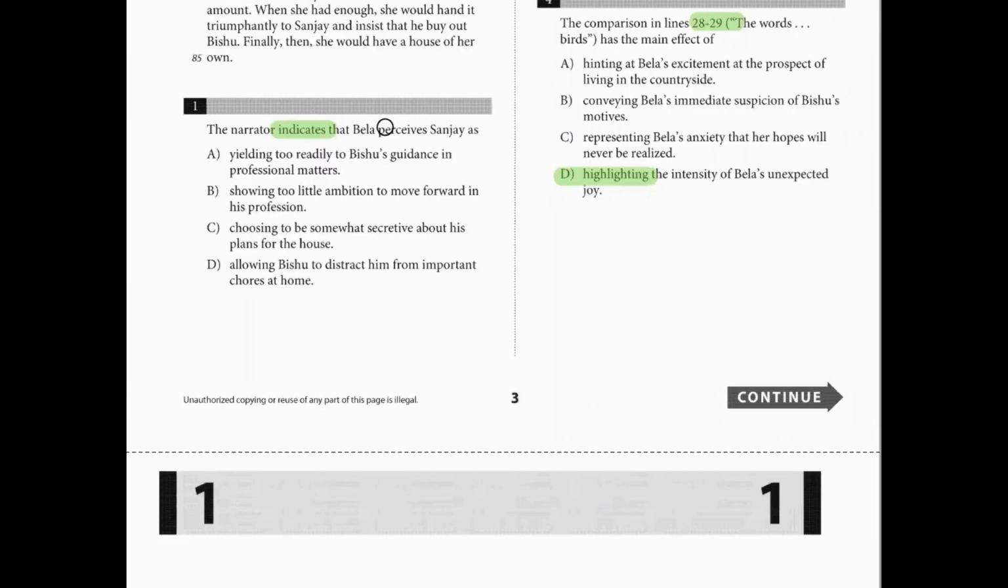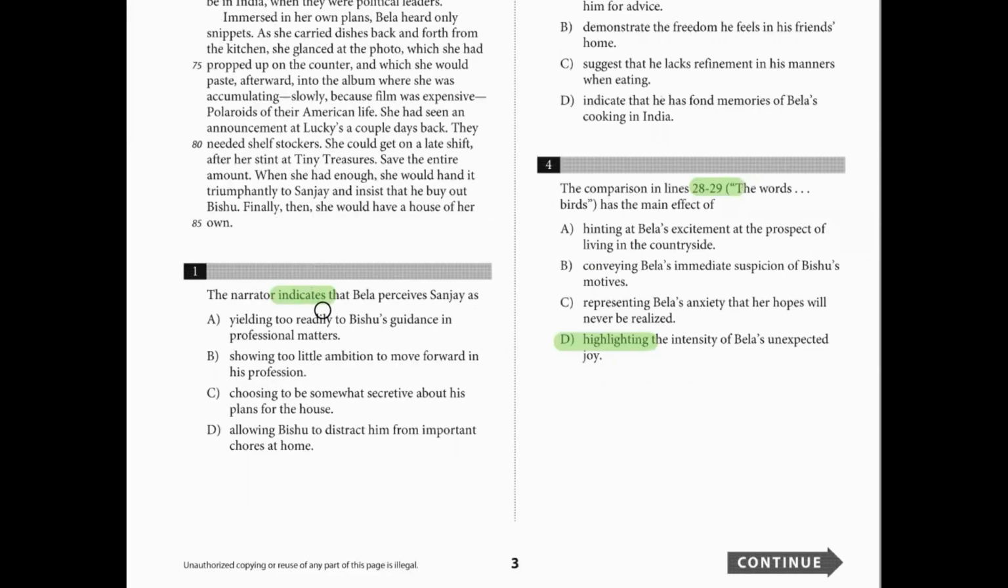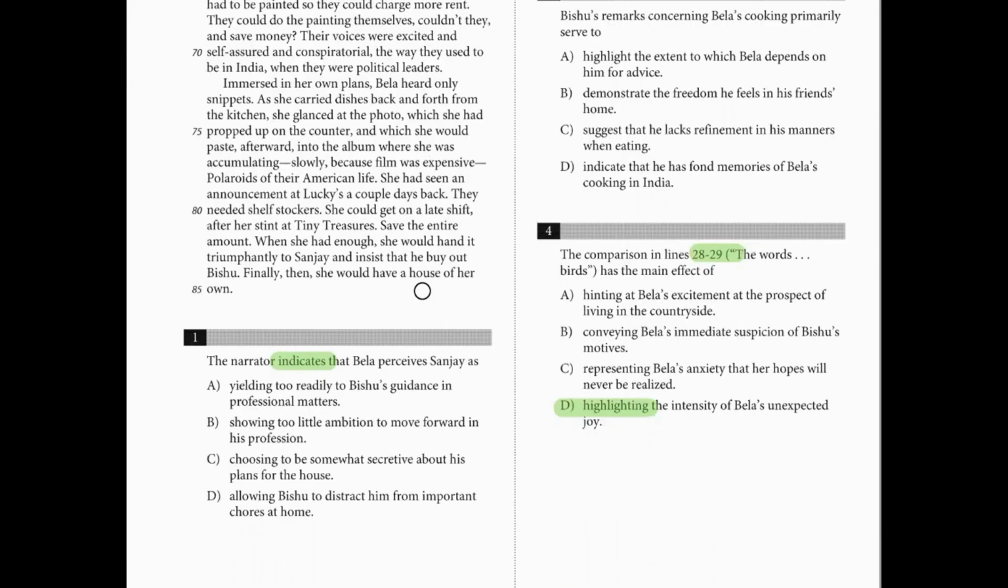The point you need to understand in a referential question is that referential questions are factual in nature. It's testing us only on facts. Okay, let's look at the question. The narrator indicates that Bella perceives Sanjay as dash. So which part talks about Bella perceiving Sanjay? How does Bella perceive Sanjay?